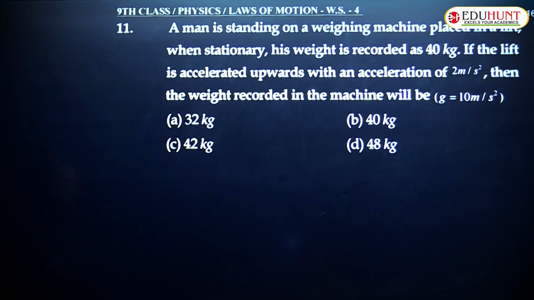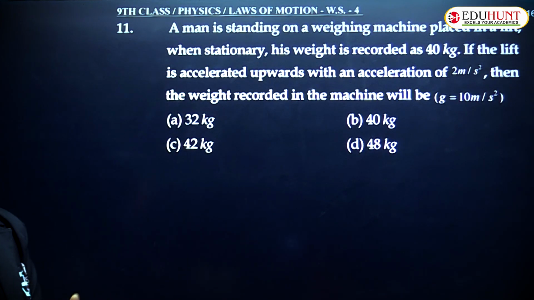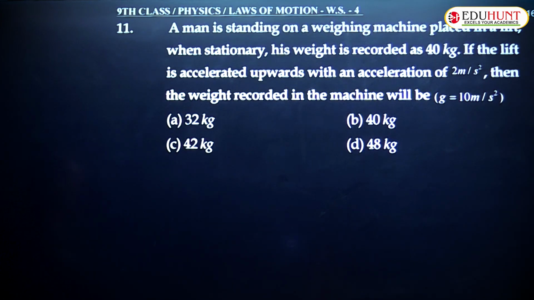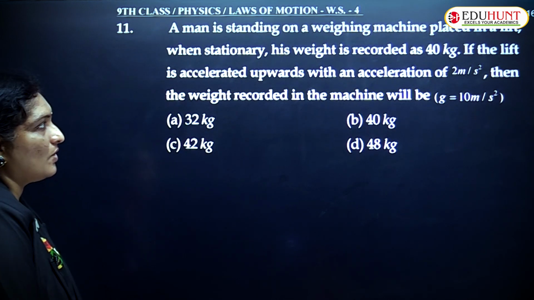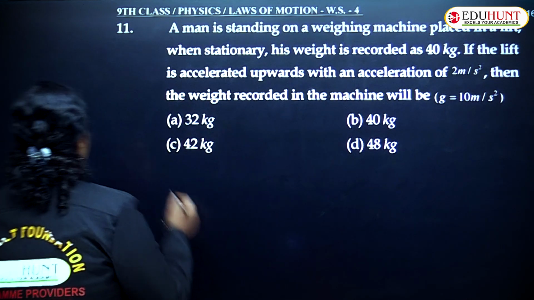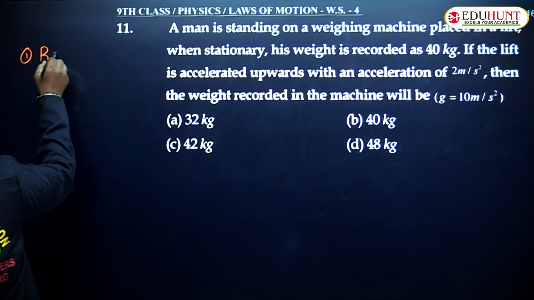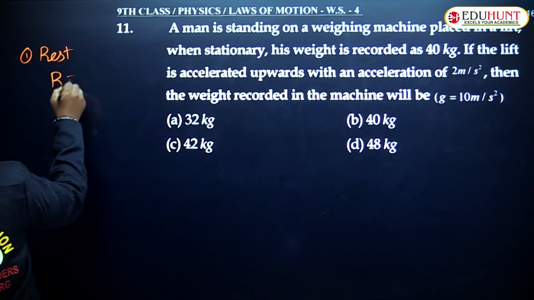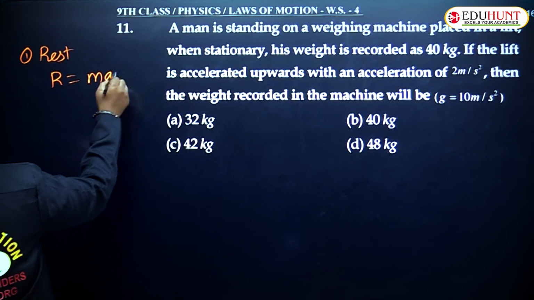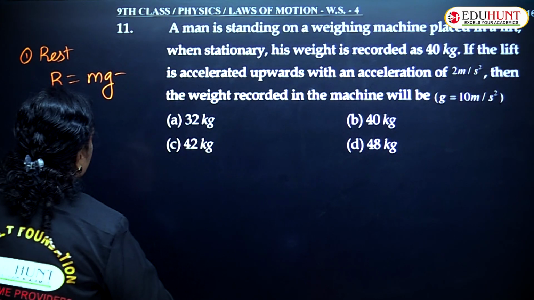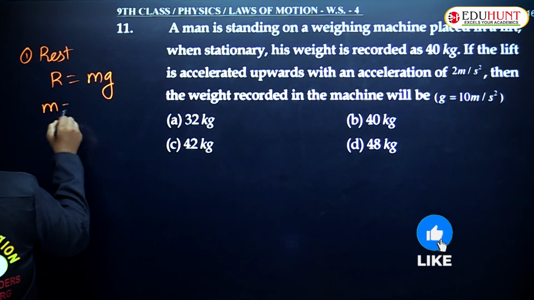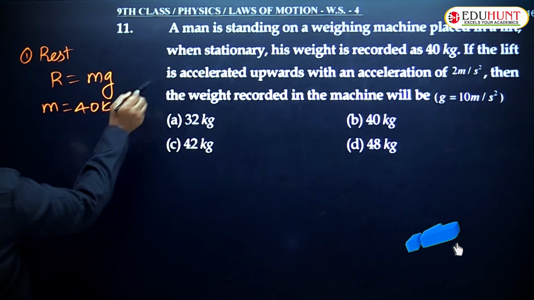Well, 11th question. A man is standing on a weighing machine placed in a lift. Lift is there, weighing machine is there. When stationary, when the lift is at rest, his weight is recorded as 40 kg. So whenever the lift is at rest condition, we know the formula R is equals to simply mg, and this value was given as 40 kg. At this condition, mass is given as 40 kg.